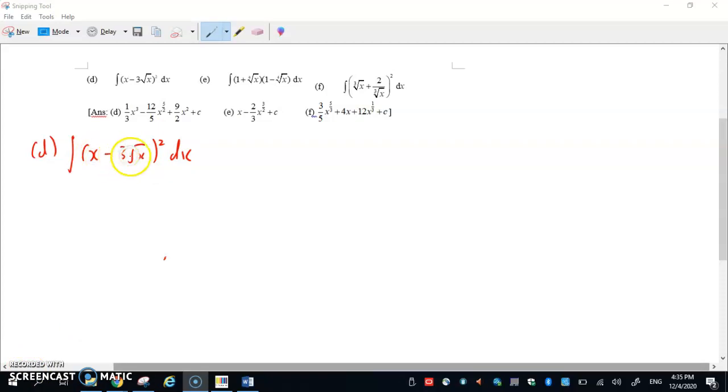Okay, so notice that inside the bracket it is not a simple linear expression. You won't be able to integrate this directly. So in order to integrate this, you need to expand: integrate bracket x squared minus 6x root x plus 9x close bracket dx. And what we get is actually 1 over 3 x cubed.